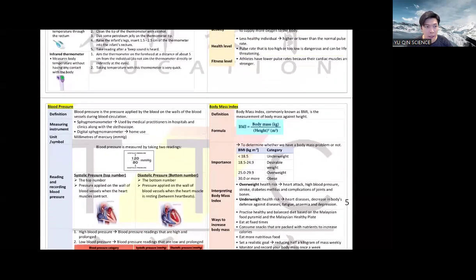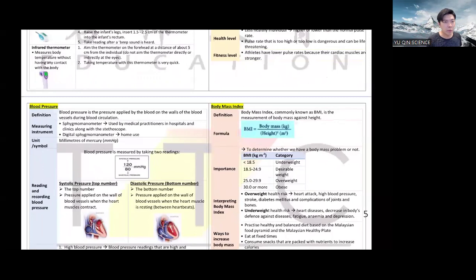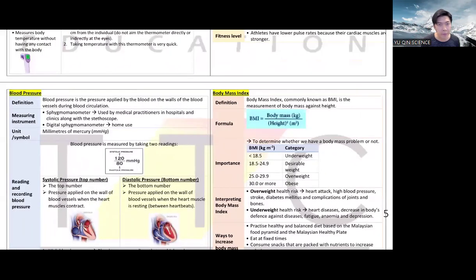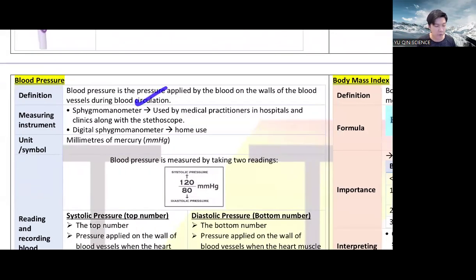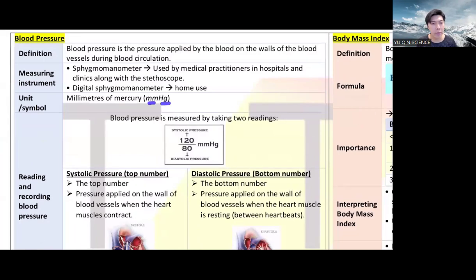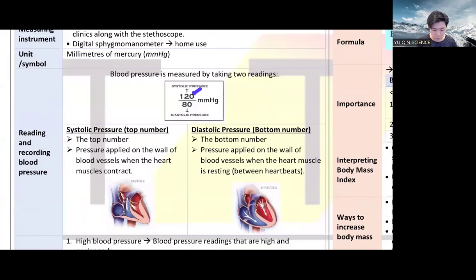Okay. Let's talk about blood pressure. Right, so blood pressure. There's always two numbers that you need to remember, right? Which is called the systolic pressure and the diastolic pressure, okay? To measure it, we will use a sphygmomanometer or a digital sphygmomanometer, which is for our home use. So the unit for it is called mmHg, millimeter mercury.